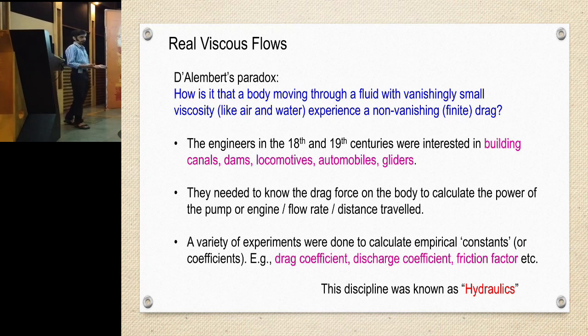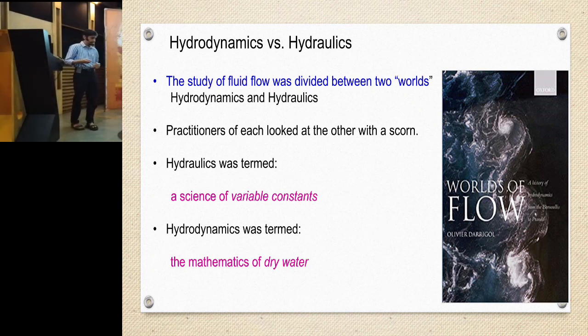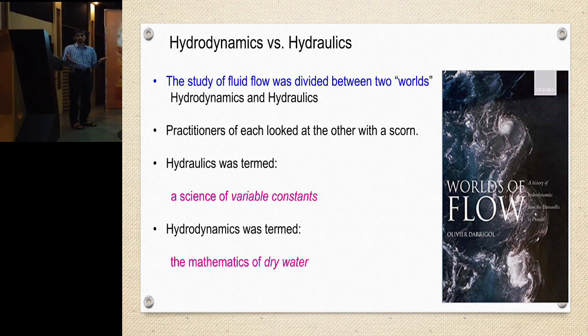So hydrodynamics was something that was being pursued by physicists and applied mathematicians, and it was actually with an assumption that the fluid is essentially inviscid and irrotational. Whereas engineers pursuing hydraulics essentially dealt with real viscous flows. So the study of fluid flow was really divided into these two disciplines, or these two worlds, hydrodynamics and hydraulics, and they were more or less two watertight compartments.